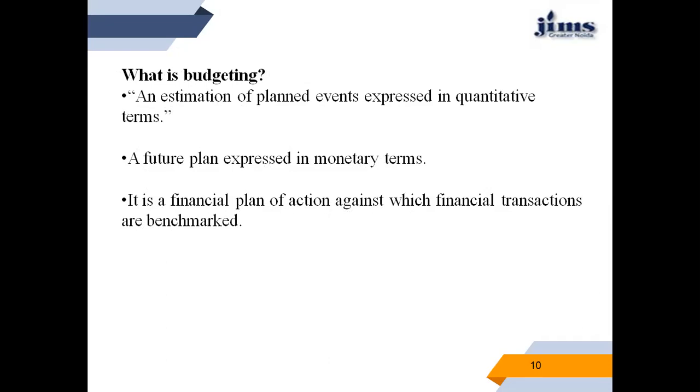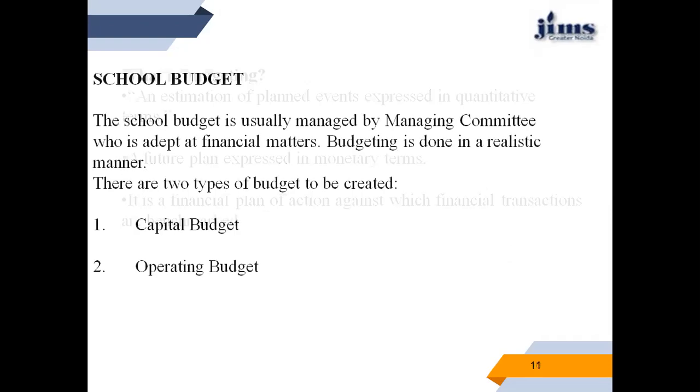Musashi defines budget as a financial plan through which educational objectives are implemented and transacted into reality. A budget is a financial blueprint for the operation of the school for the fiscal year. Now, what is a school budget? Two types of budgets can be created. One is the capital budget and the other is the operating budget.